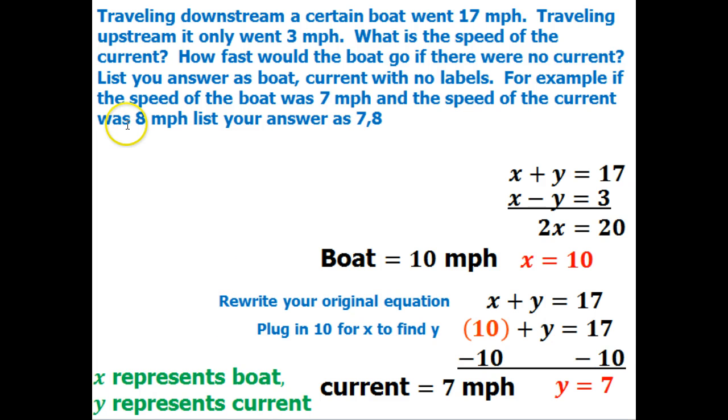Now up here, it asks to list your answer as boat, current with no labels. That means it doesn't want the miles per hour. It's a computer doing it, so we just want the numbers. Well, this one's 10, and this one's 7. And it wants which one first? Boat first. So we're going to go 10, 7, and that's going to be our answer. And that's how we'll input it into the online system.